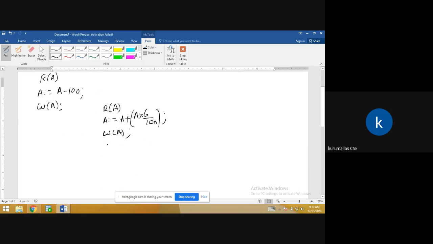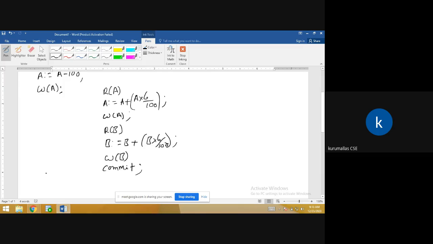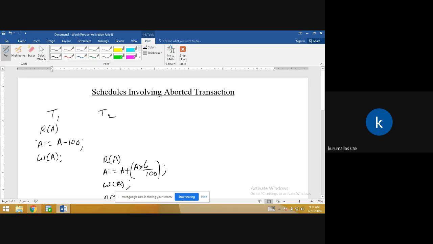After this, read of B. We have to update that amount into B: B equals B plus B into 6 by 100, write of B. Then apply commit. After this commit of transaction T2, the transaction T1 is aborted. Abort.